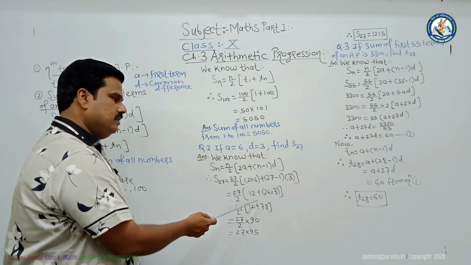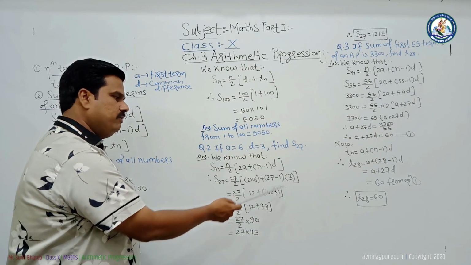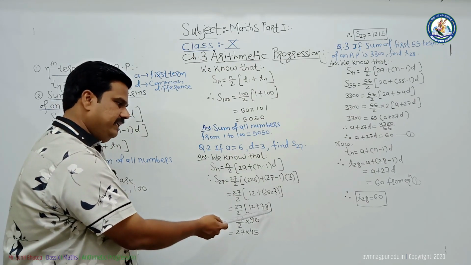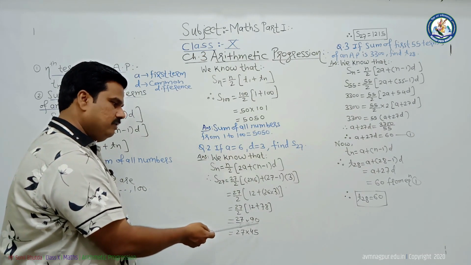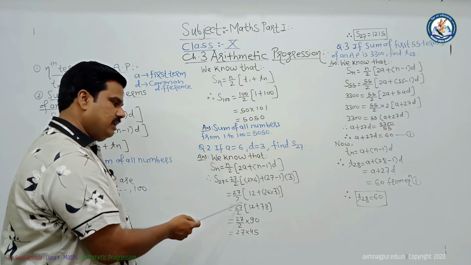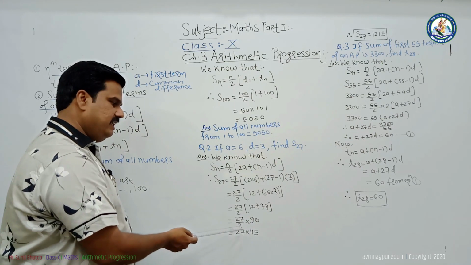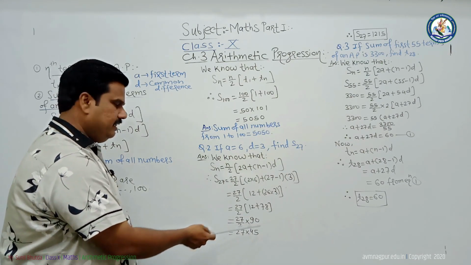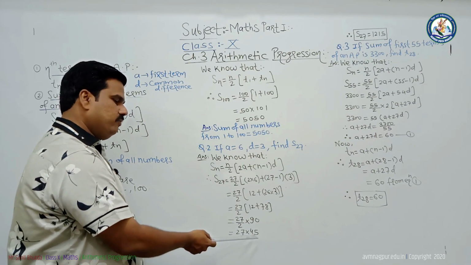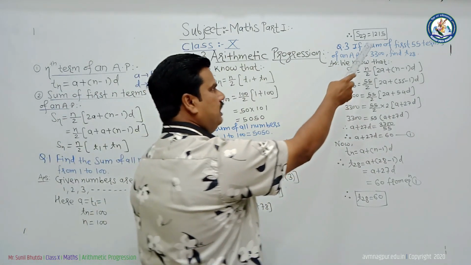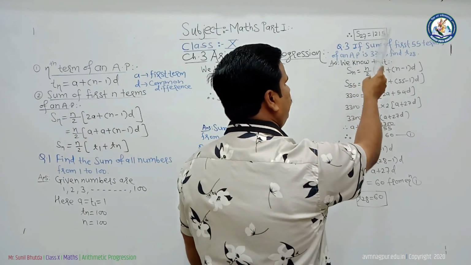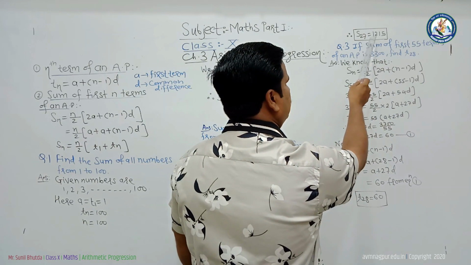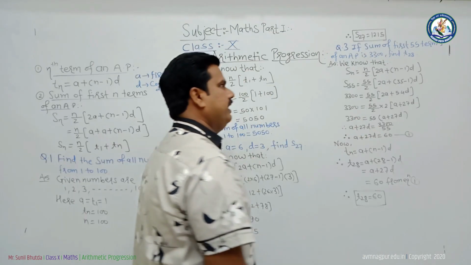2 sixes are 12. 27 minus 1 will give 26. 26 threes are 78. 78 plus 12 is 90. And 27 upon 2 as it is. On cancellation, 2 ones are 2, 2 forty-fives are 90. Therefore, 27 into 45 will give 1215. What is the sum of 27 terms? The sum of 27 terms is 1215.